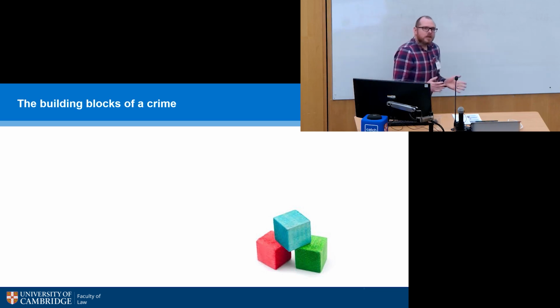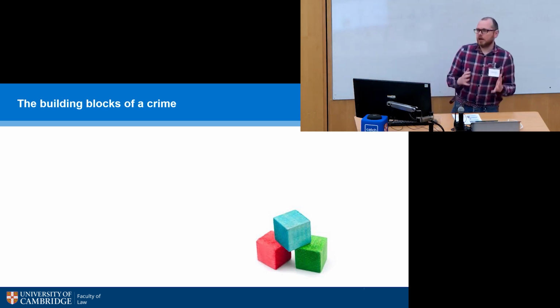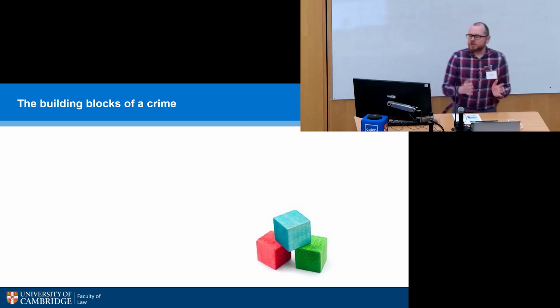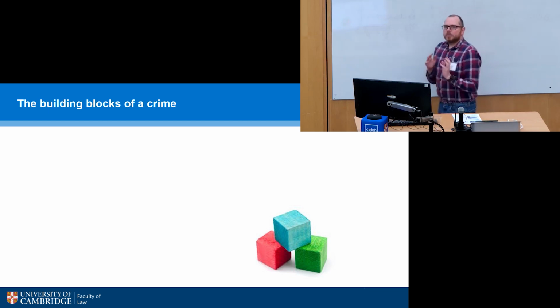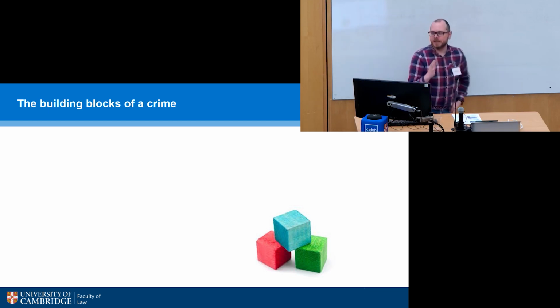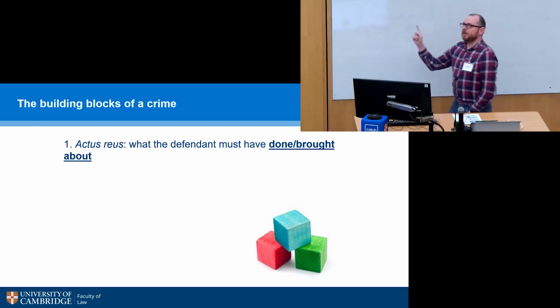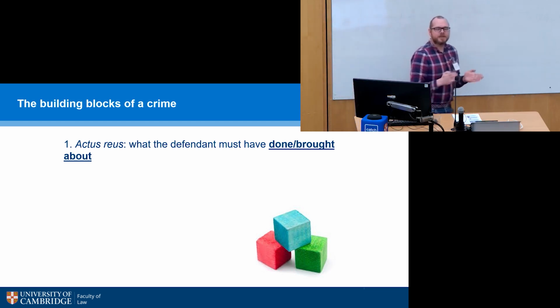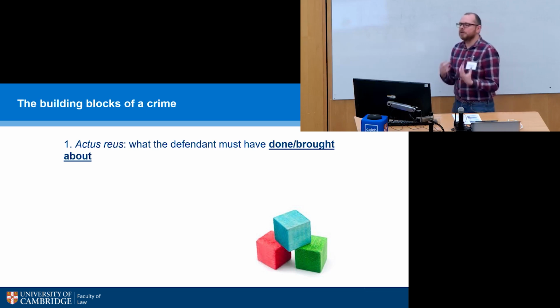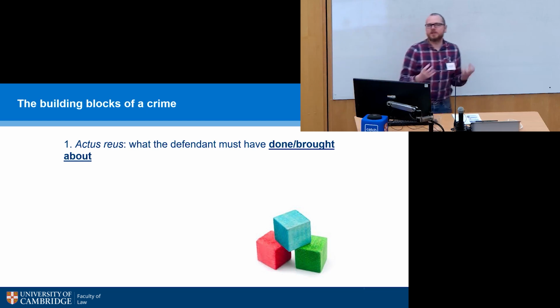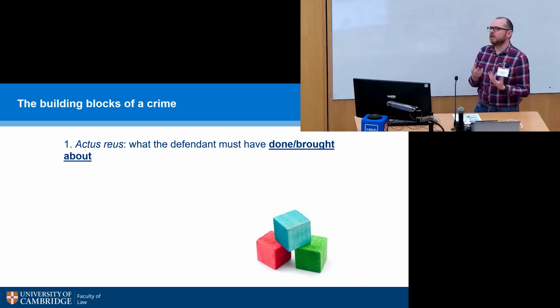Before I can get on to analysing the example that I want us to look at, I've got to teach you the basic building blocks of a criminal offence in England and Wales. As you've probably worked out by now, lawyers are pretentious and they use quite a lot of unnecessary Latin. So I have to teach you some unnecessary Latin. The first bit of unnecessary Latin is actus reus. By the actus reus, what we mean is what the defendant must have done or brought about in terms of the consequences of their action for it to constitute a crime.